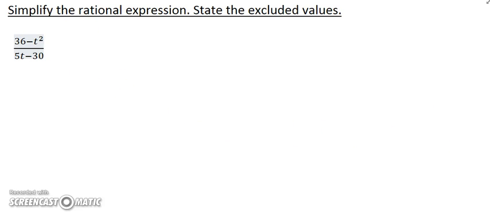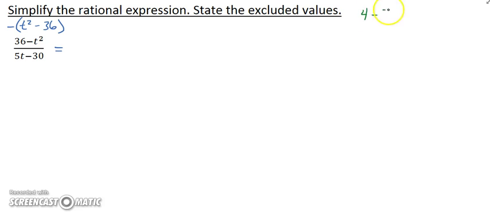Let's try one more. There's a couple wrinkles to this one that make it noteworthy enough to work through with you. The top is 36 minus t squared, and the denominator is 5t minus 30. We haven't factored a lot of things like this together this year, but that reminds me a lot of how I would factor t squared minus 36. In fact, I think I could rewrite the numerator as negative the quantity t squared minus 36. And I might off to the side point out to you why that's okay.